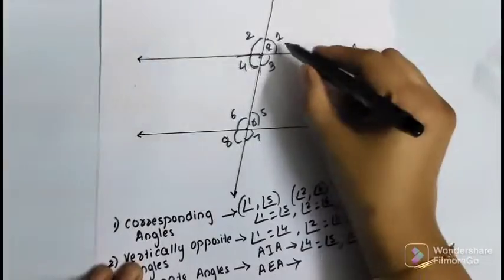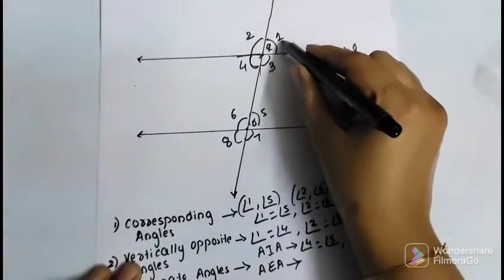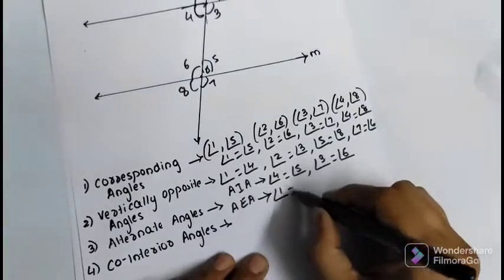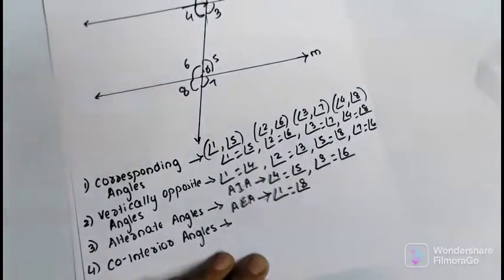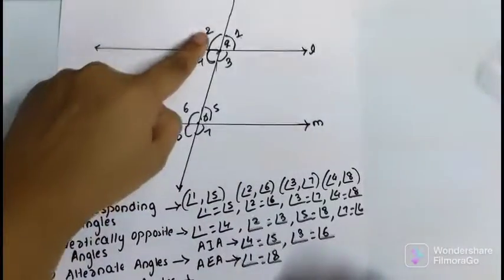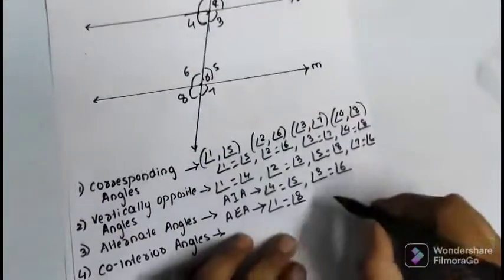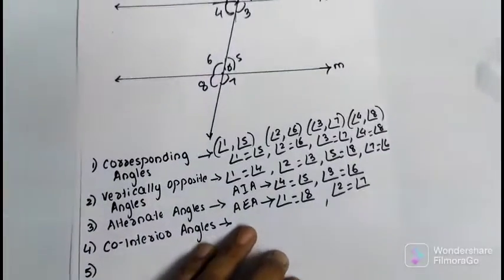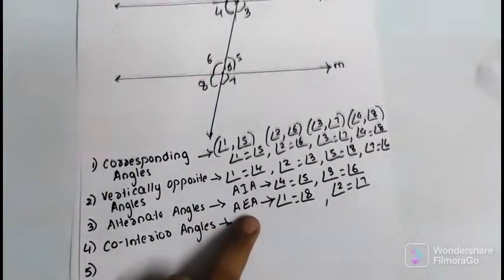Coming to the next part, the alternate exterior angles. Here angle 1 and angle 8. Angle 1 is equal to angle 8. They are called alternate exterior angles. Similarly, angle 2 and angle 7. Angle 2 is equal to angle 7. These are the pair of alternate exterior angles.